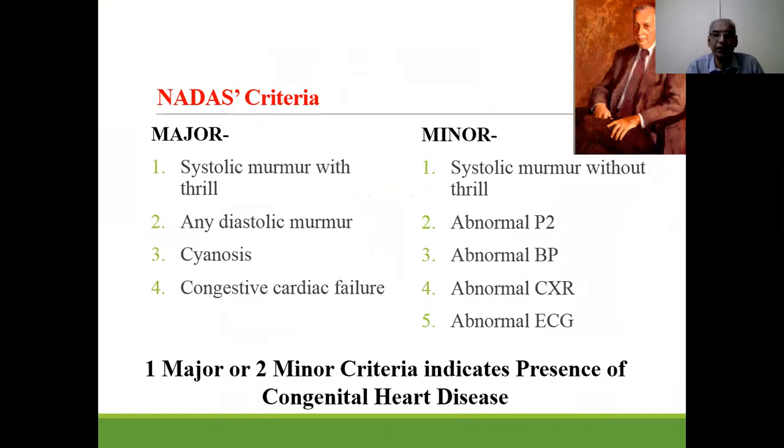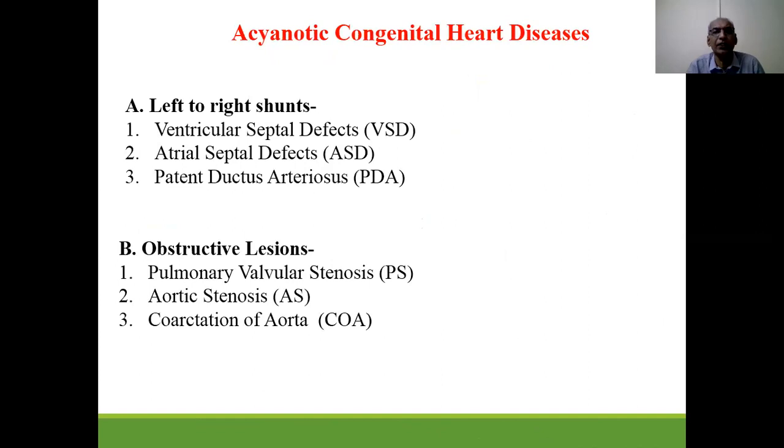The major criteria are a systolic murmur with thrill, that is grade 3 or more, any diastolic murmur, cyanosis, and congestive cardiac failure. These are the four major criteria. And the minor criteria are a systolic murmur less than grade 3, that is without thrill, abnormal second heart sound, abnormal blood pressure, abnormal chest X-ray, and abnormal ECG. These are the 5 minor and 4 major criteria for the diagnosis of congenital heart disease.